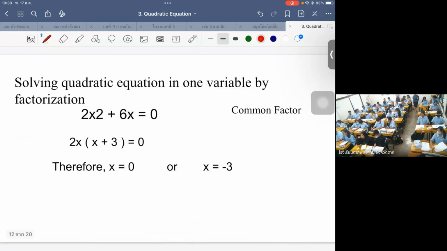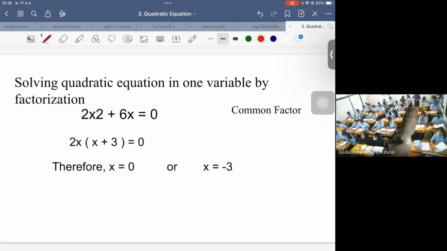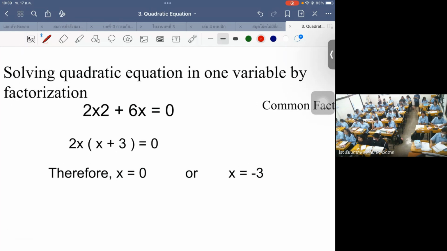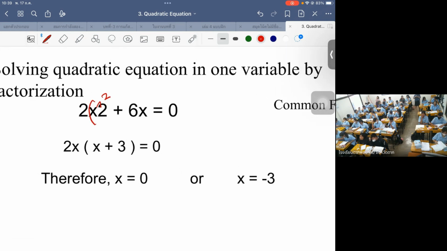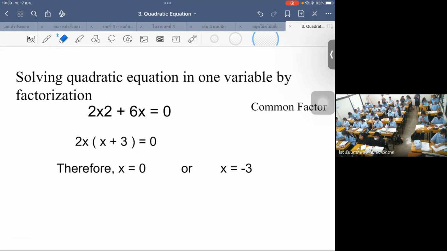So using again the factorization. So we have, this is squared, sorry. So 2x. Wait. So this is 2x squared plus 6x. Okay? So by doing common factor, we need to find the common factor of that equation.